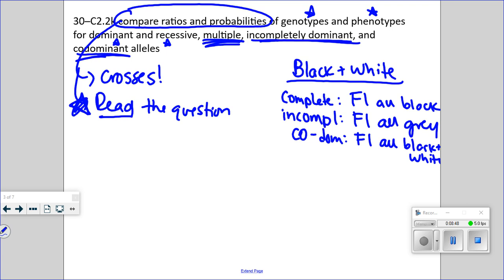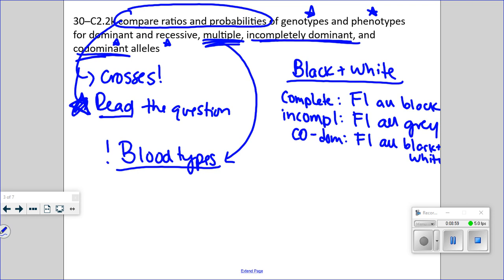Now, when you have multiple alleles, the scenario is different. We considered a couple of examples. I want to bring up the examples of blood types because it had multiple alleles. It had co-dominance, but then it also had complete dominance with the other allele. It kind of put all of those things together. It would be a weird genetics test if there was no blood type question anywhere on it at all.